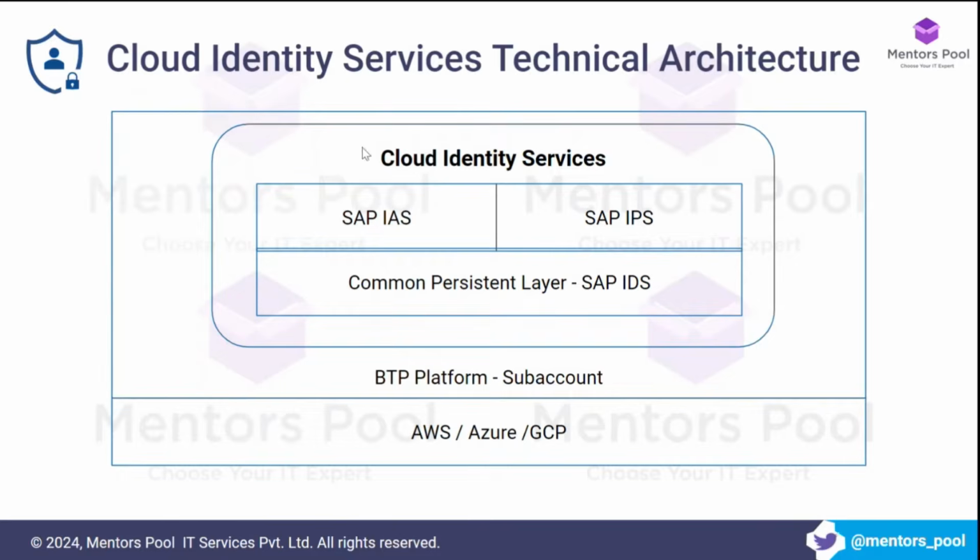What will IPS do? There are a lot of systems in your landscape. If you want to read identity data from one system and write it into another system, IPS will help you do that. If you want to provision identities using IAG, IPS will help you do that. And IDS will store the data, which is the persistence layer of cloud identity services. Any query on this, guys?